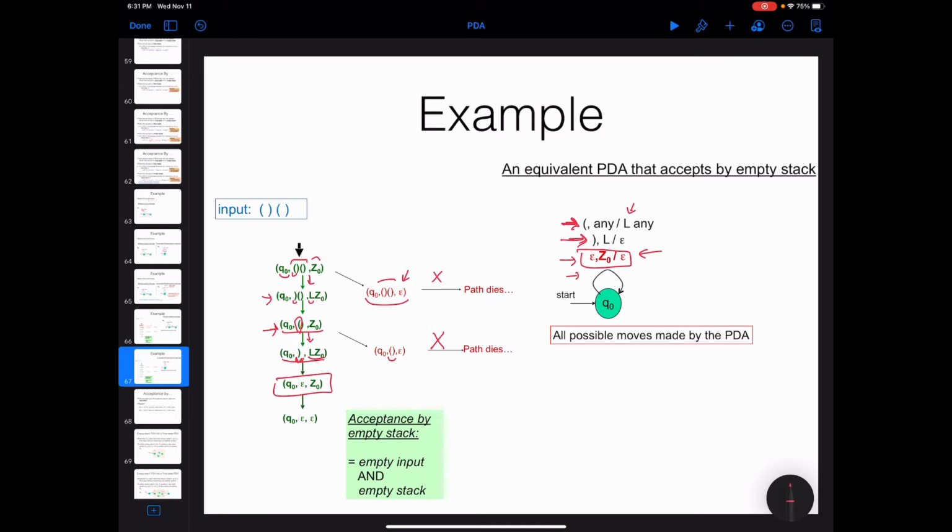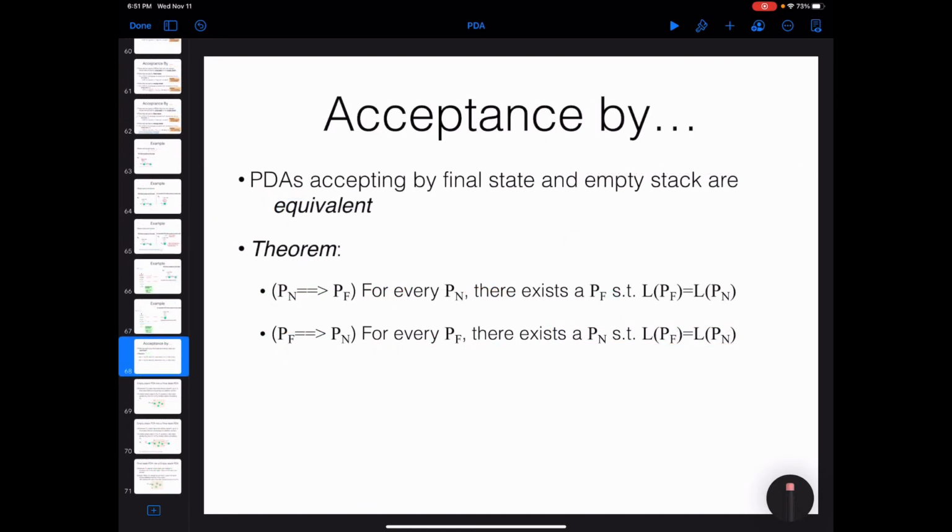It removes the last token from the top of the stack, which is Z0, and you reach this situation, which is an accepting situation. You have read the full input string, and the content of the stack is empty, so you would accept the string.